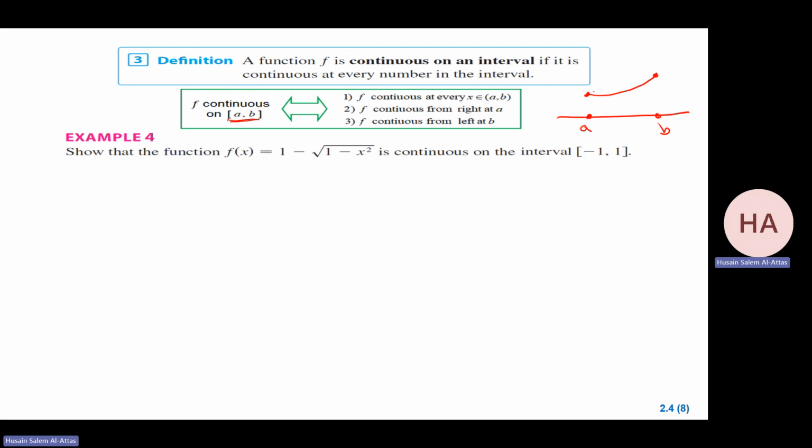For values inside, I can't discuss the limit. You have problems. But what about a? At a, I cannot discuss the limit from left. And at b, I cannot discuss the limit from right.